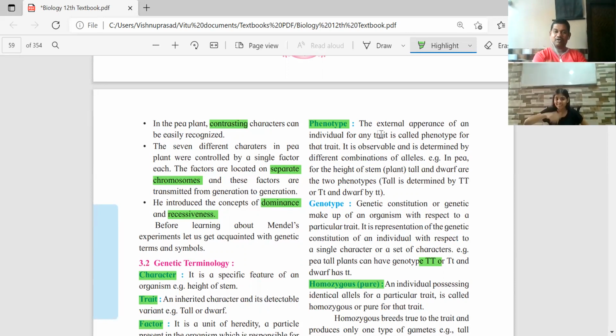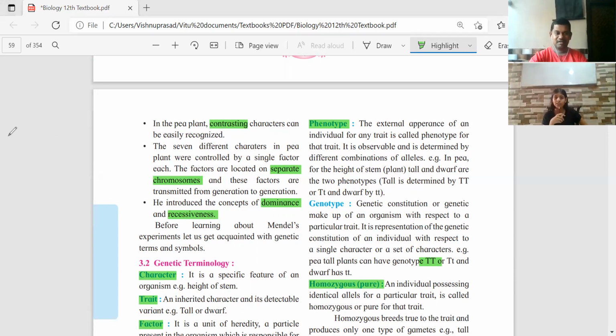Round seed is a phenotype. Purple flower is a phenotype. Constricted pod is a phenotype. Any dominant or recessive character which is expressed in that organism is called phenotype. And every phenotype has got one or more genotypes.